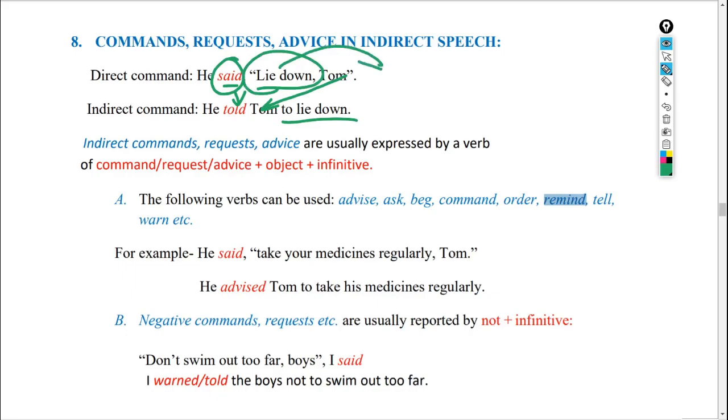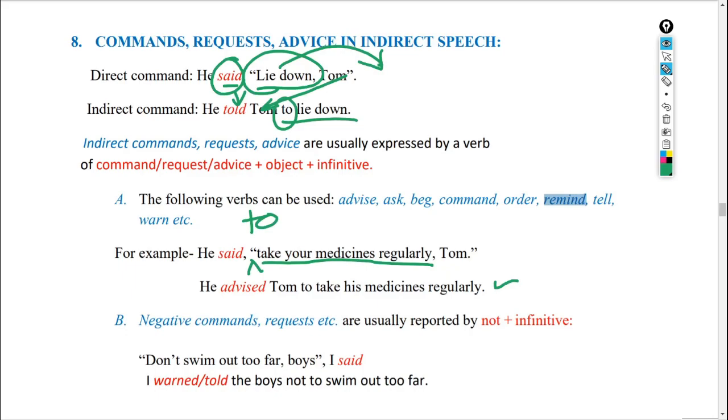This is the imperative mode, and you are transforming it into the infinitive mode. In the infinitive mode, in front of the whole expression you put only "to", and it is transformed into the infinitive. The following verbs can be used: advise, ask, beg, command, order, remind, tell, warn, etc. "He said, take your medicine regularly, Tom" is a kind of suggestion or advice. He advised Tom to take his medicine regularly. In front of it, "to" is added to make the infinitive form.